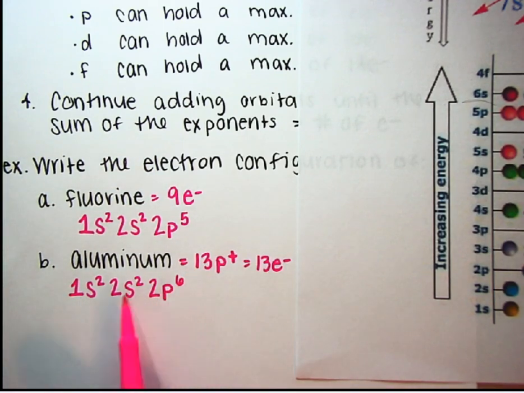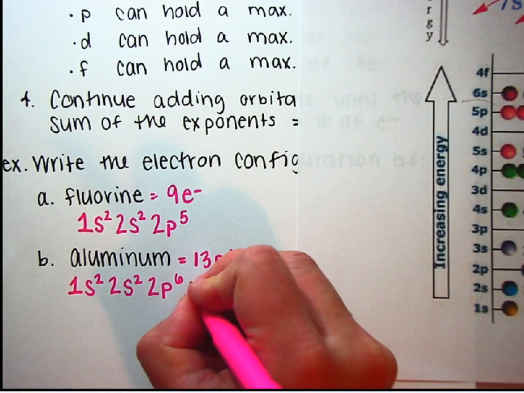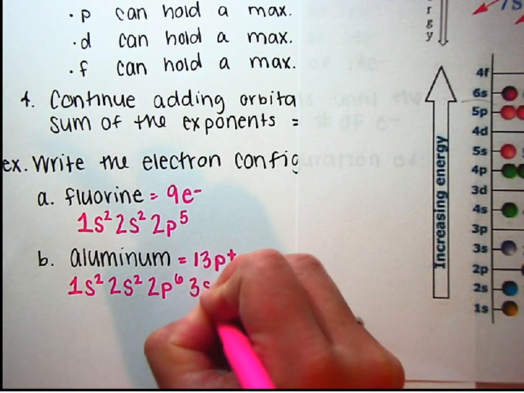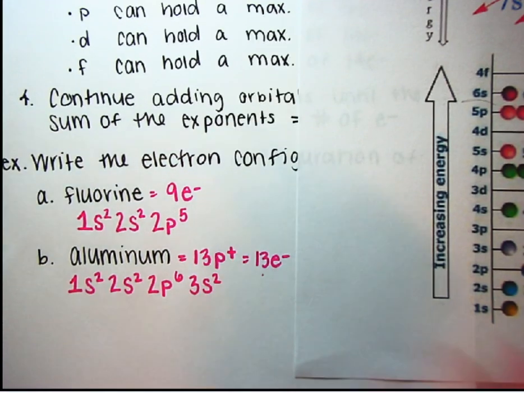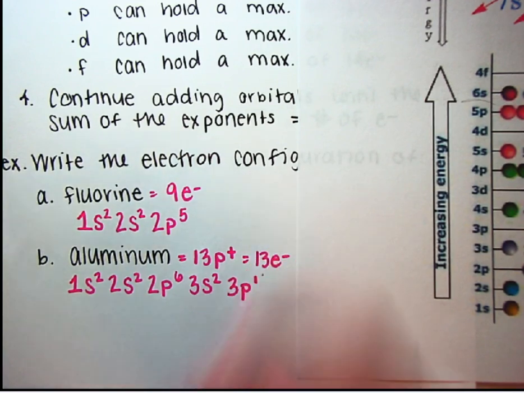So far I have 6, 8, 10. I have to get to 13. We're going to keep going. Once the 2p orbital is filled, we're going to go on to 3s. And again, an s could only hold 2 electrons. Right now I'm at 12. I need to get to 13 electrons, so I'm going to keep going. After 3s comes 3p, and aluminum would be 3p1.